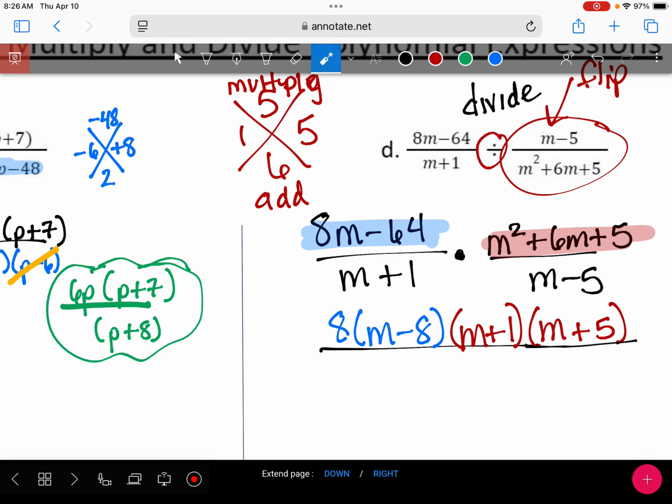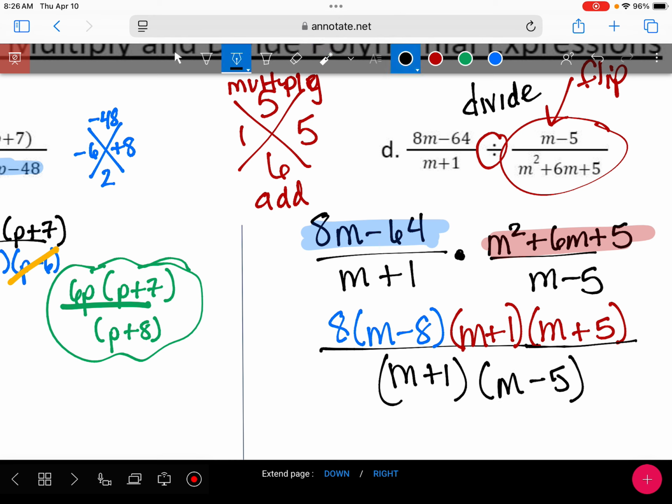Now, my denominator, this is fully factored. I can't take anything out of that. That stays the same, m plus 1. This is also fully factored. I can't take out a GCF. It's done. So that stays m minus 5.